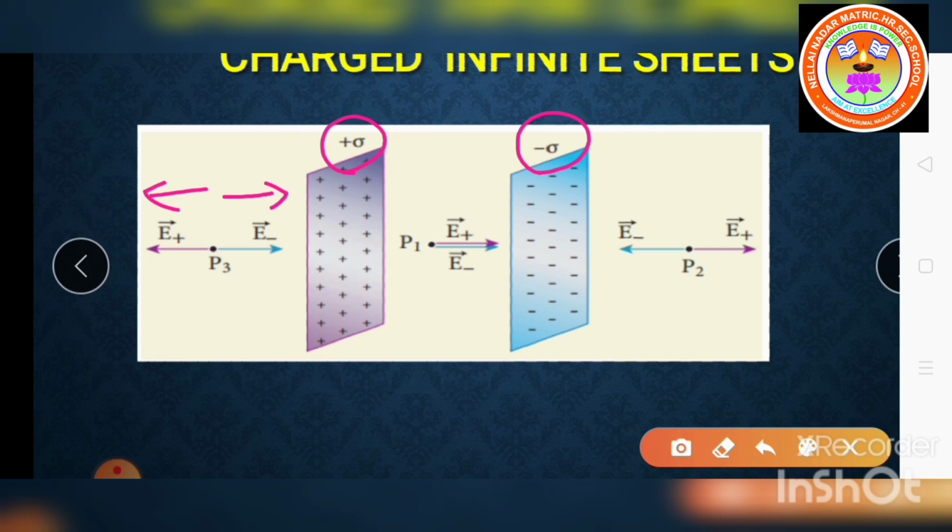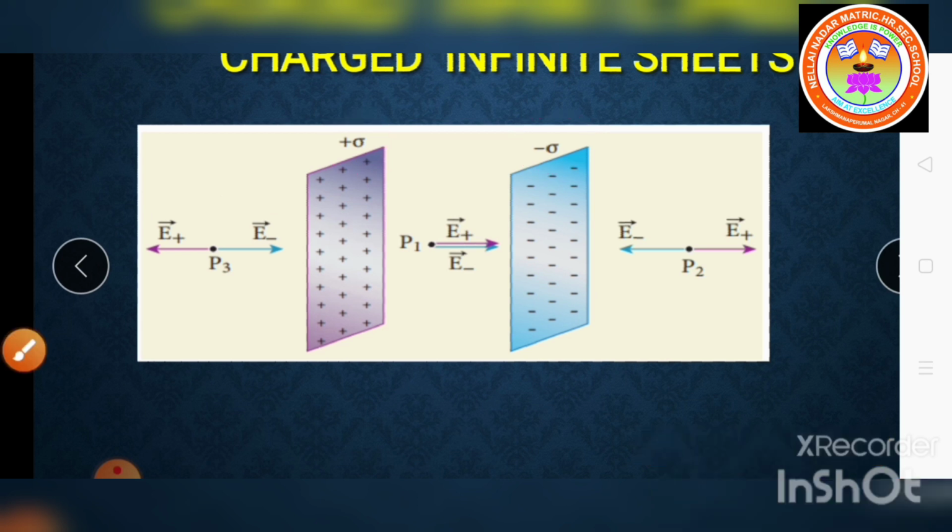So at the point P3, due to the positive charge plate, it is acting in an outward direction, and due to the negative plate, it is acting in an inward direction to the negative plate. Understand? So from this lesson, you know that when sigma is greater than 0, it is acting outward, and when sigma is less than 0, it is acting inward.